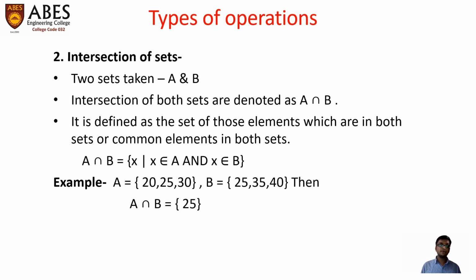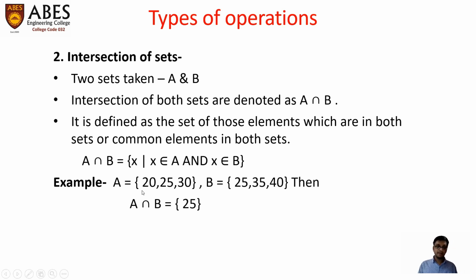But in the intersection operation, it consists of those elements which are common to both sets. Only those elements will be considered which are present in both sets, in A and B. So in generalized form, it can be written as x is the element, and the condition is that x belongs to A and x belongs to B. Means whatever element we take should belong to set A, and the same element should also belong to set B.